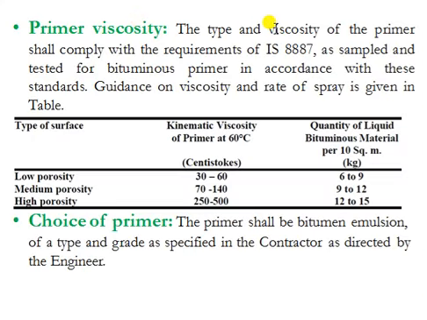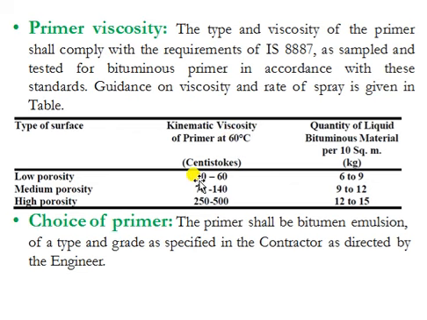So, primer viscosity. The type and viscosity of the primer shall comply with the requirements of IS 8887, as sampled and tested for bituminous primer in accordance with these standards. Guidance on viscosity and rate of spray is given in the table. In this table you can see the type of surface and what should be the viscosity of the material. In the first column it is type of surface. Here we have low porosity, medium porosity and high porosity. Here is the viscosity of primer at 60 degrees.